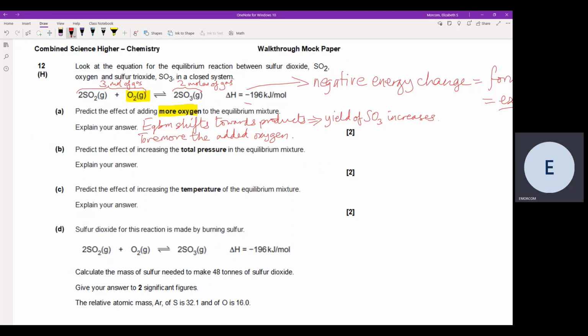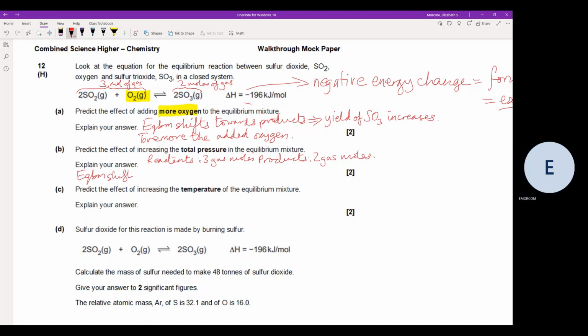Predict the effect of increasing the total pressure on the equilibrium mixture. Well, we've got reactant side, 3 gas moles, and on the product side, 2 gas moles. So the equilibrium is going to shift in the direction that can reduce the pressure. That is going to be in the forwards direction, because there are fewer moles of gas on the product side.